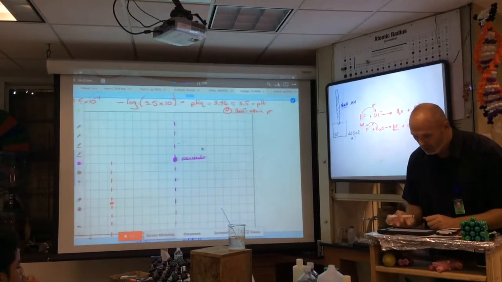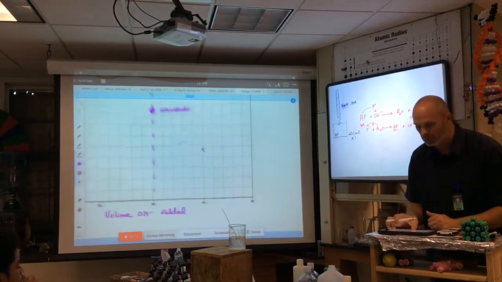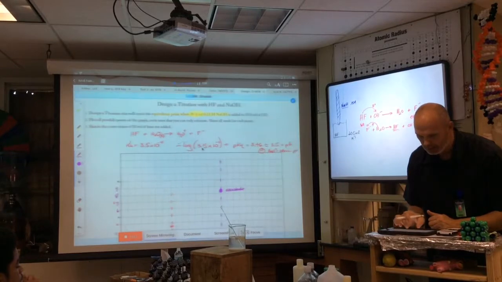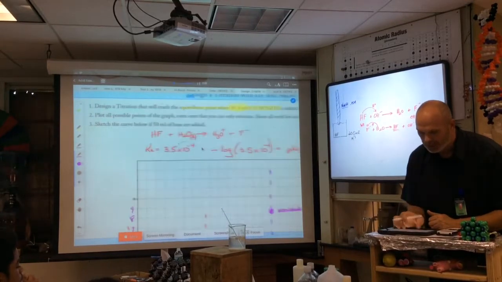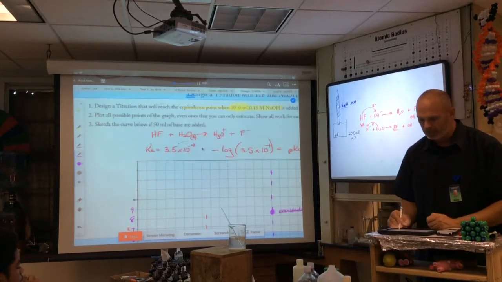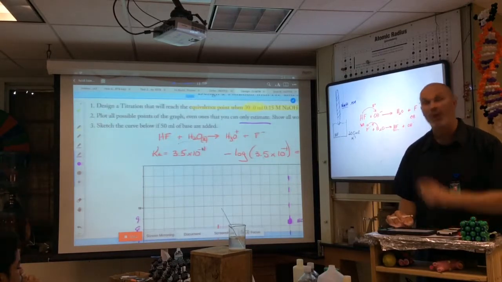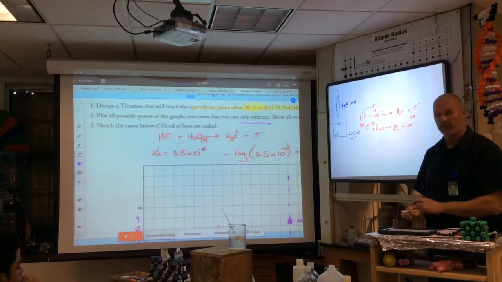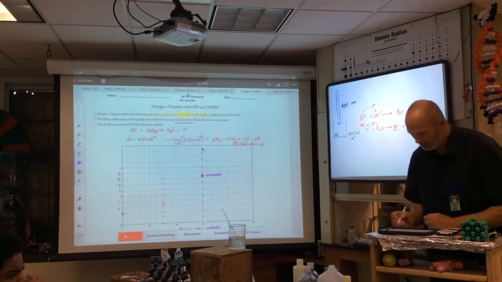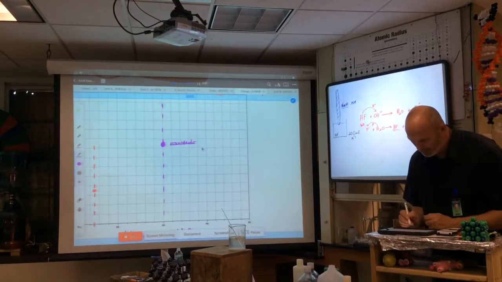So, what you do is, now let's assume, we have this. I don't know if I said it here. Oh yeah, I did. Plot all possible points, even ones you can only estimate. Show all work for each point. Sketch the curve below if 50 milliliters of base was added. So 50 milliliters was added. So party people, this is equivalence.